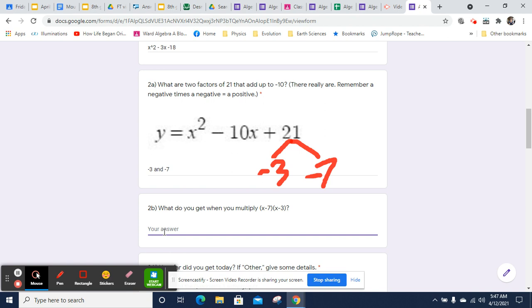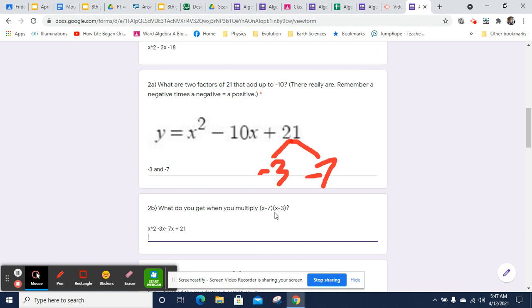All right, what do you get when we multiply this? Based on the pattern you've been seeing so far, you'll probably predict we get this, but let's prove it. So x times x will be x squared. Negative 3 times negative 7 will be plus 21. Then the outside product, x times negative 7, will be negative 7x, and the inside product will be negative 3x. Now we can put all this together. Negative 3x and negative 7x make a negative 10x. And we are indeed right back where we started with this one. I hope this was helpful.